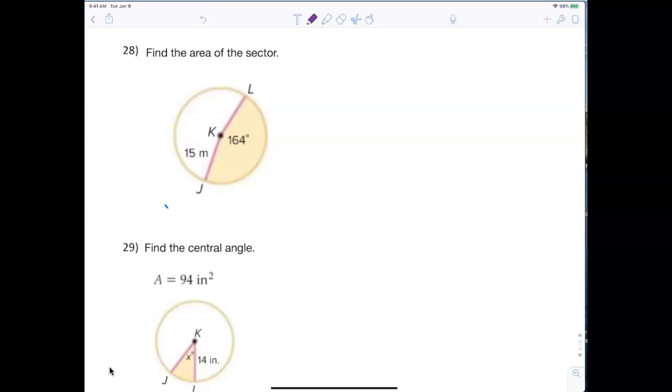Area of a sector. What's the formula for area of a sector? Wow, that's not sounding good, guys. Area of a sector. Tell us. What's the area of the circle? Yes, that's it. That's all I want you to say. It's the area of the circle, right? Times 164 divided by 360.